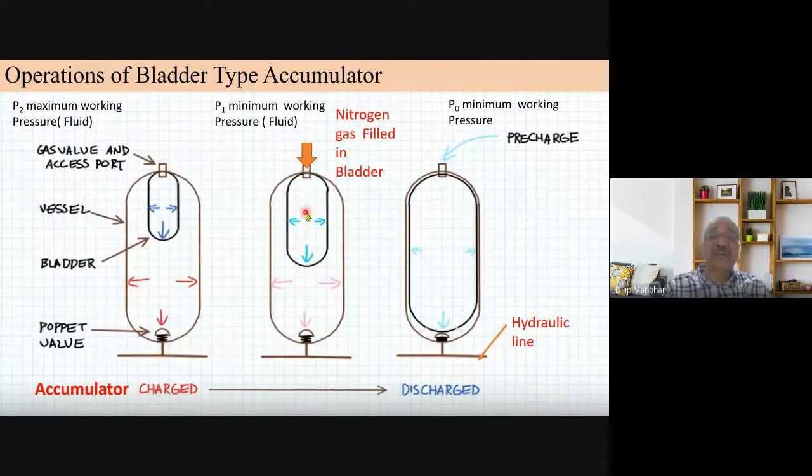So nitrogen gas is filled at some pressure. This P1 is the minimum working pressure based on the requirement of the fluid. You can say it's P1, the pressure at which the minimum working pressure of the fluid, so we fill up the gas here at the same pressure. When the fluid is completely discharged, what will happen? The gas will expand to the full volume and the pressure will drop to P0. That means pressure P0 is less than P1. So here the pressure is higher because now fluid is entering. This is the normal charging pressure, P1, minimum pressure. This is the discharge pressure, that means fluid is completely gone out.